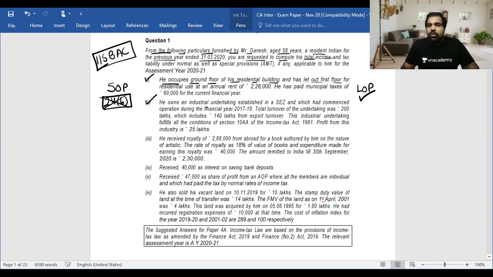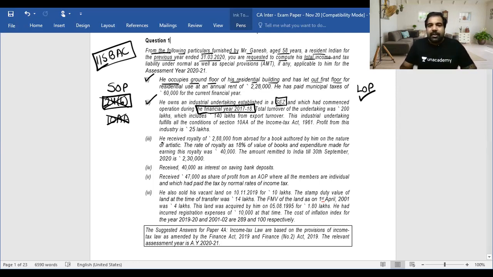Next, he owns an industrial undertaking established in an SEZ and which has commenced operations during the financial year 17-18. So guys, he's in an awesome area, SEZ. And once you offer yourself to tax, then you can take advantage of section 10AA. That is 100% of your export profits, or 50%, you'll get. Since this is a very early year, you're in the first 5 years, so you get 100% reduction. But unfortunately, if you're opting for this, the income will be taxed, but this deduction you will not get. Guys, there is no change to the income. Income is still taxed, but only this deduction you will not get.